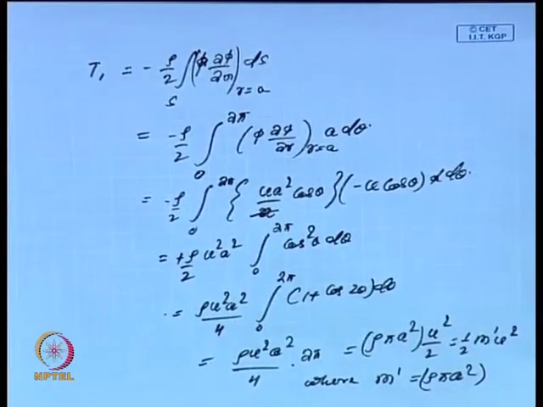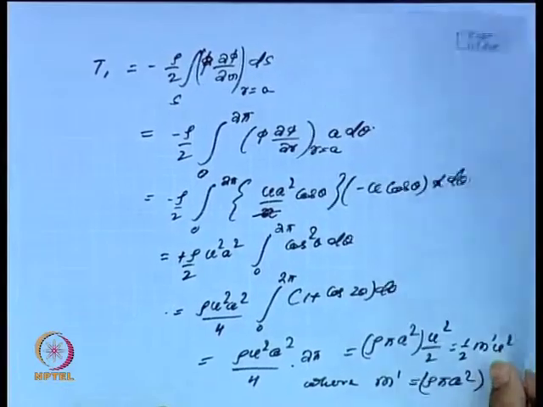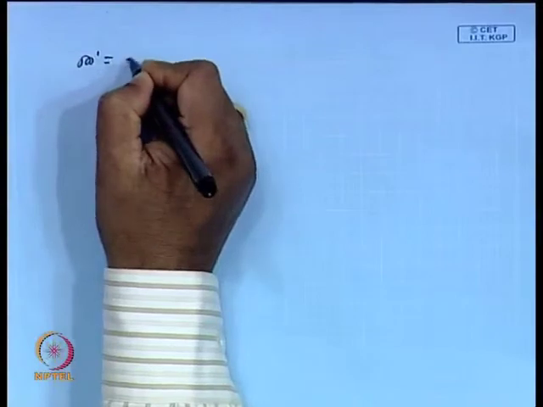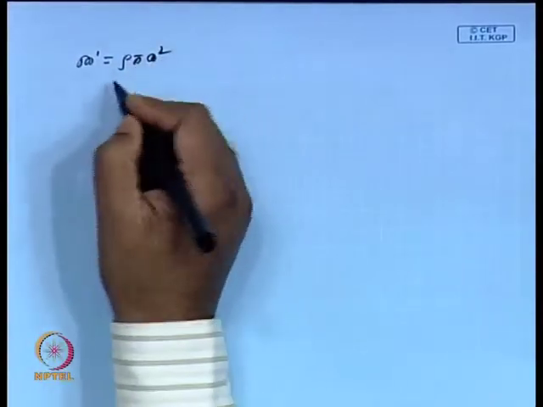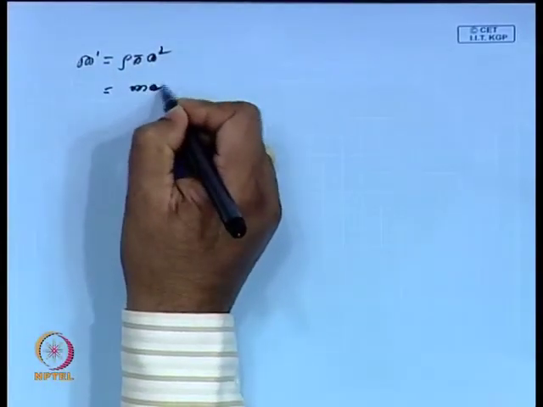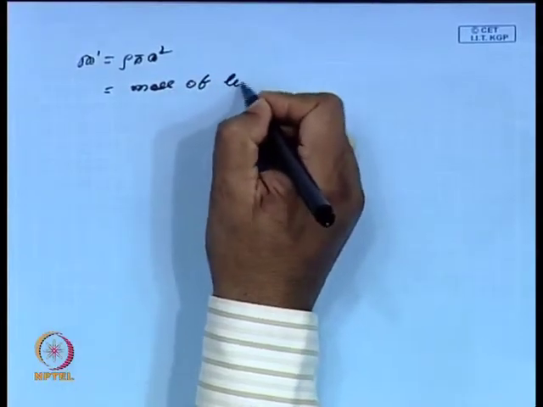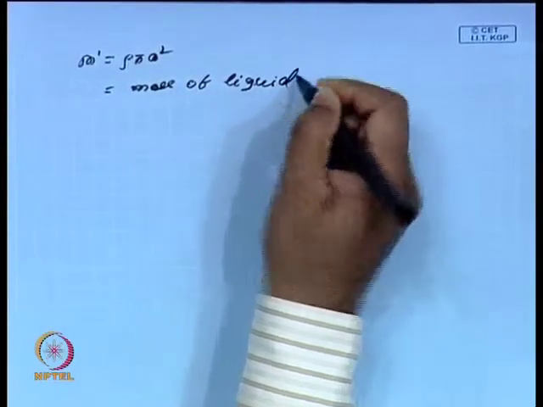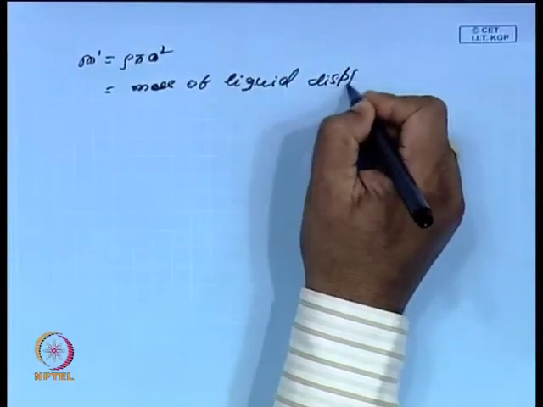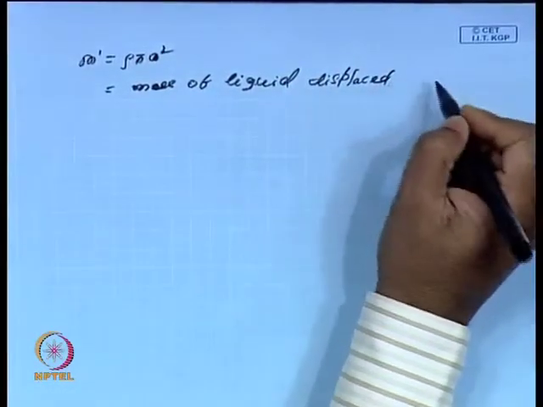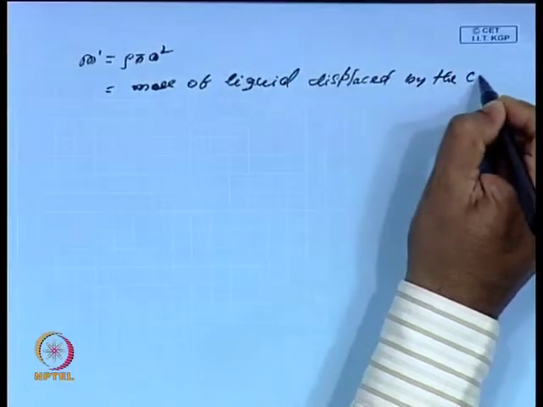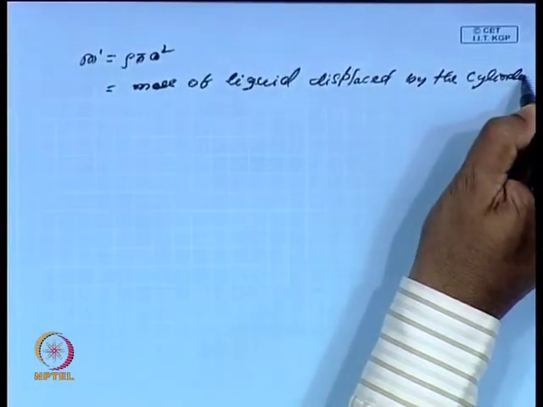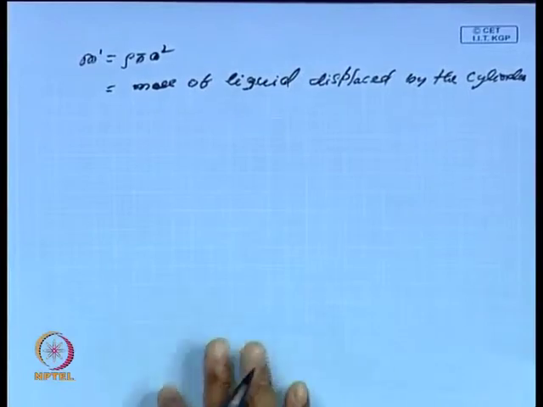And what is this? If I look at rho pi a square, this is nothing but I have a 2-dimensional cylinder. So, this m prime, rho pi a square, is nothing but the mass of the liquid displaced by the cylinder. I can call this T prime, T1.